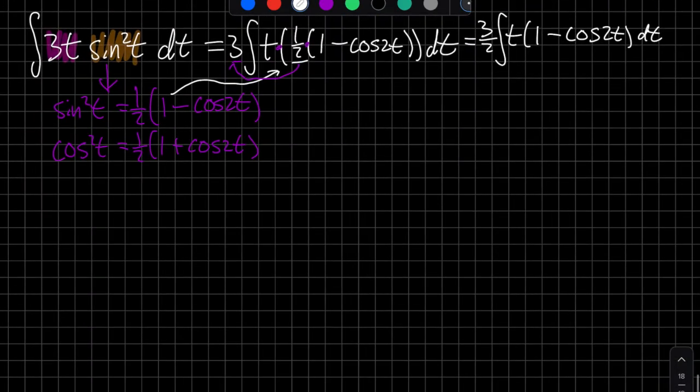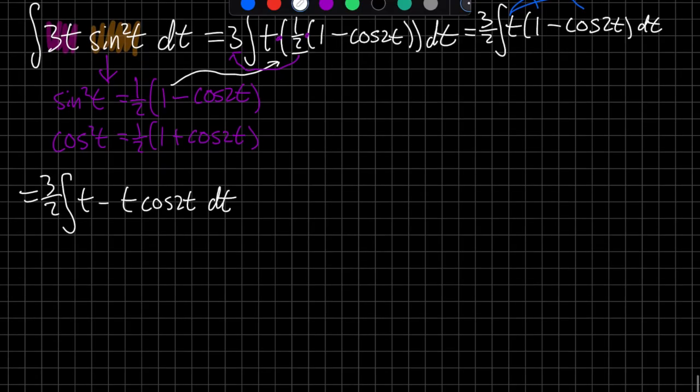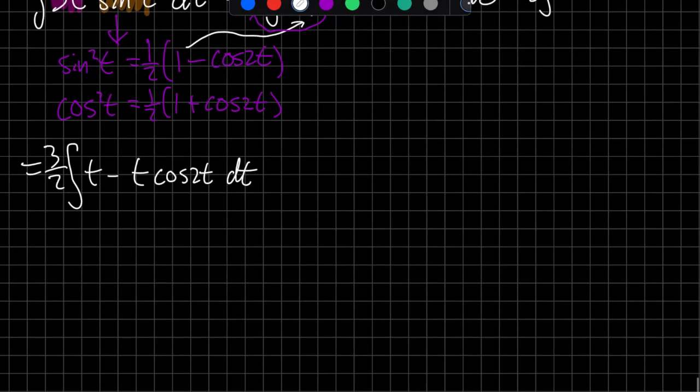So let's go ahead and move down here. What we're left with is the 3/2 on the outside. Let's go ahead and distribute that t, to make this easy. So now we just have t minus t times cosine 2t dt. A lot of t's. Now I'm going to split this up into two integrals because we're going to have to do integration by parts right here. We have two functions being multiplied to one another. And we know that the integral of just t is going to be 1/2 t squared. So we can forget about that and bring that in at the end.